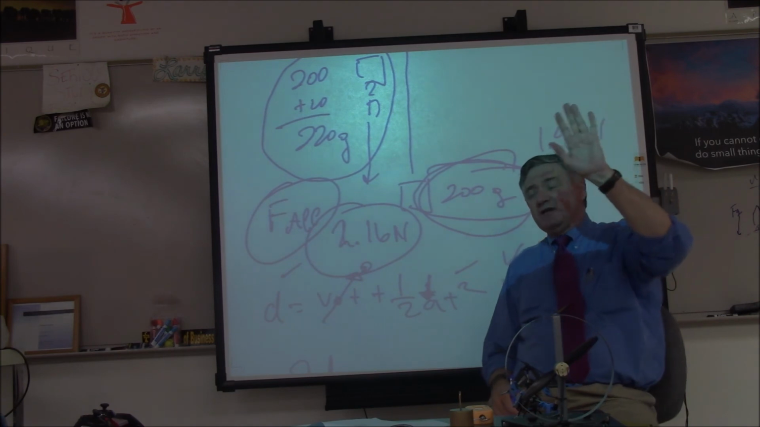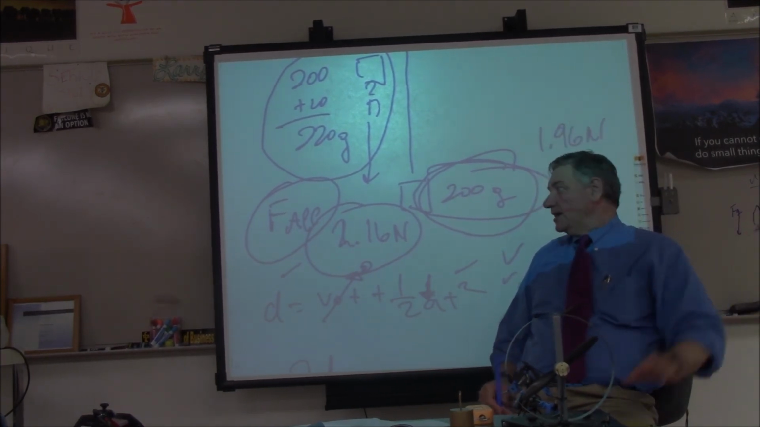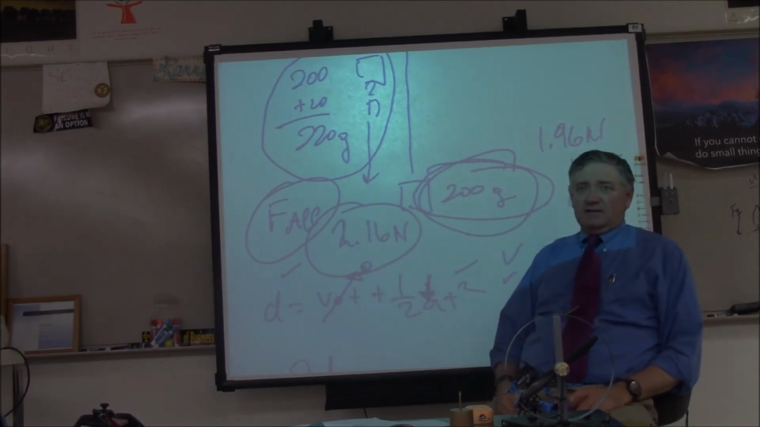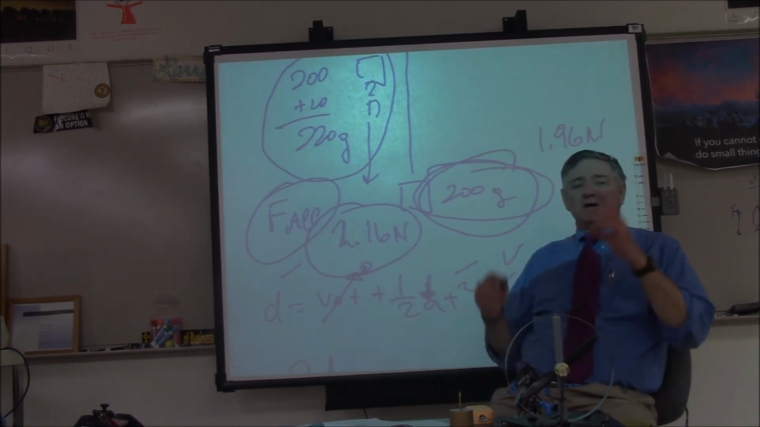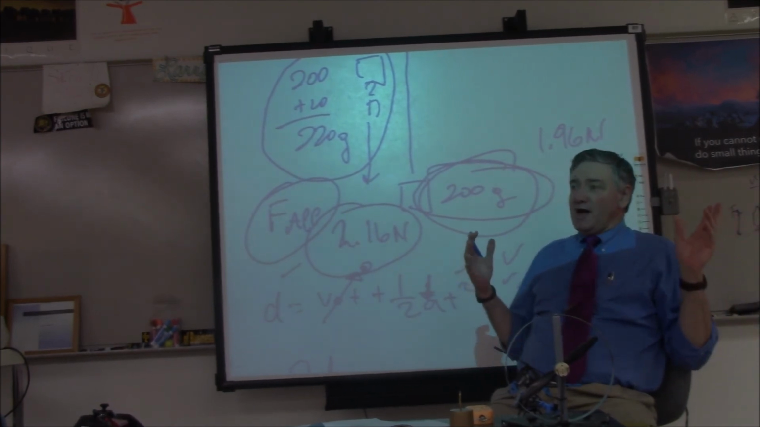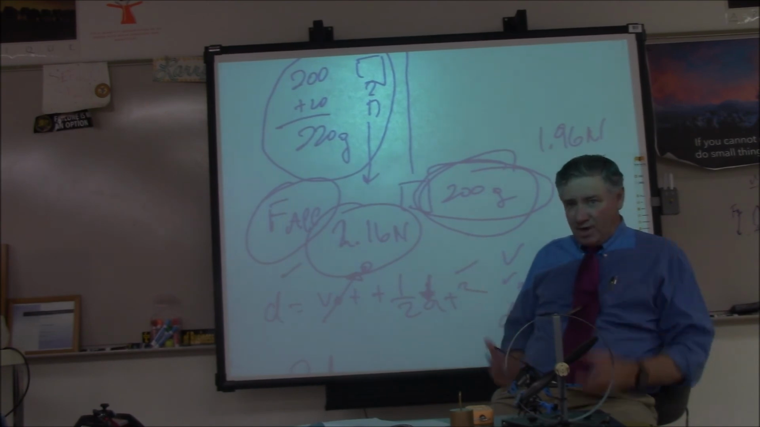Now, how are you going to get your theoretical acceleration? What mass are you going to divide by? The 220, the 200, or the combined mass? Combined mass. Always, always, always divide by the combined mass, because both have inertia, both have mass, they both want to remain at rest, okay?